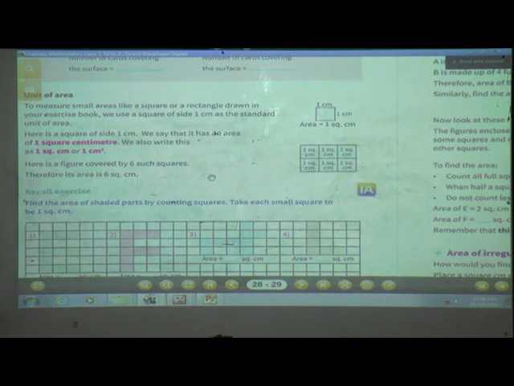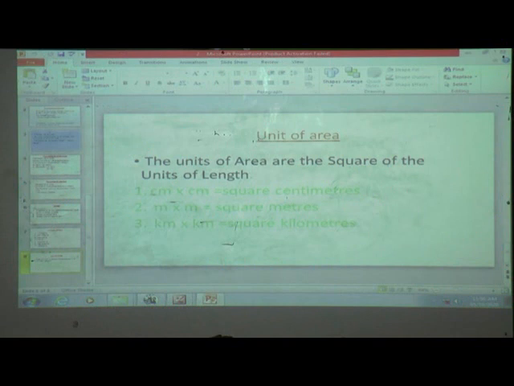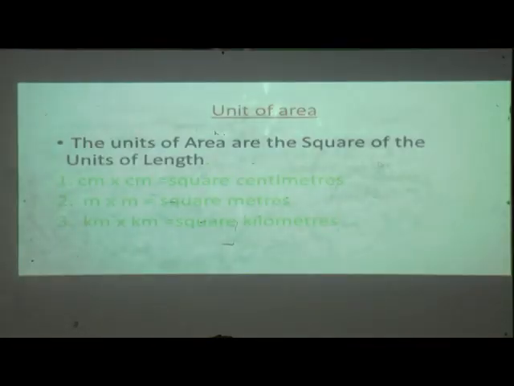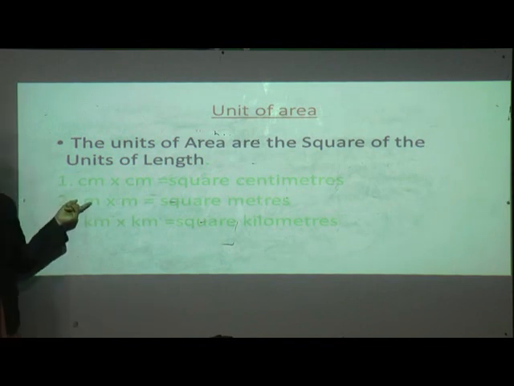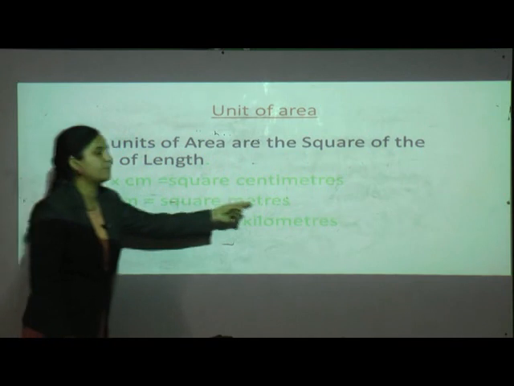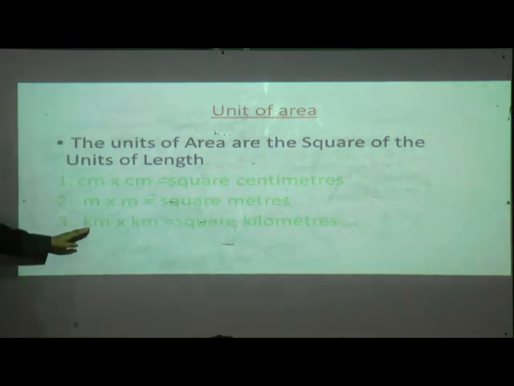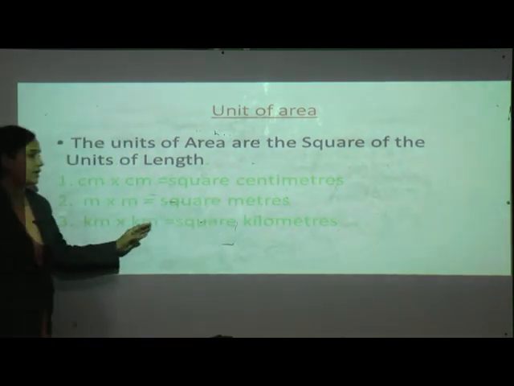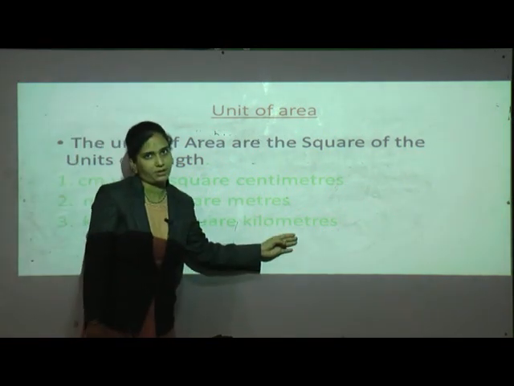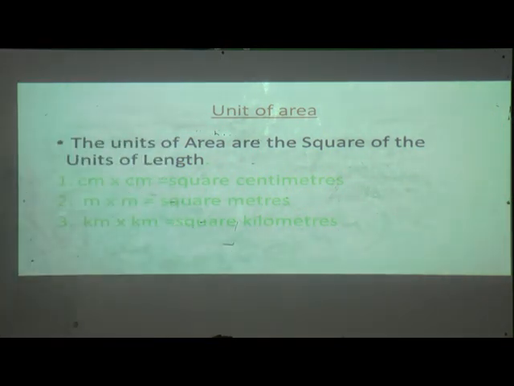So what are the units of area? See students, the unit of area is the square of the unit of length. Centimeter multiplied by centimeter is equal to square centimeters. Even if it is given in meters, the unit will be square meters. Again, for example in terms of kilometers, it will be square kilometers. So these are the units of area.